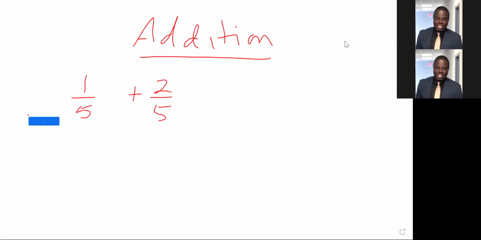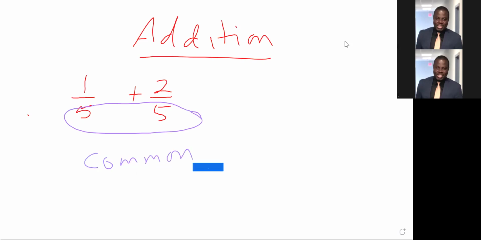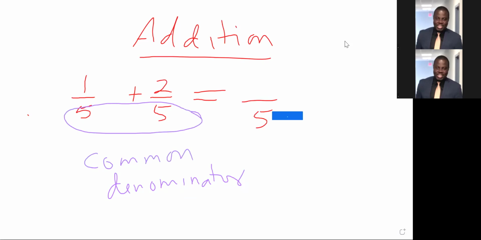Now, if you look at the denominators, you can see that they are all the same, right? So we say these are common denominators. So these two fractions have a common denominator, and that's 5. Anytime you have a common denominator, that works fine because to solve this, you have to put on the same denominator, 5.